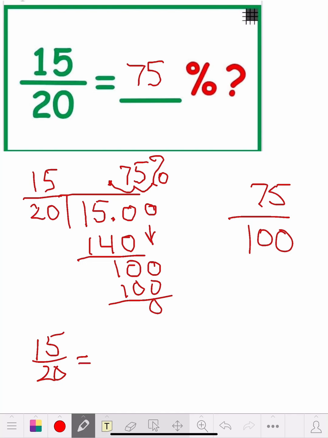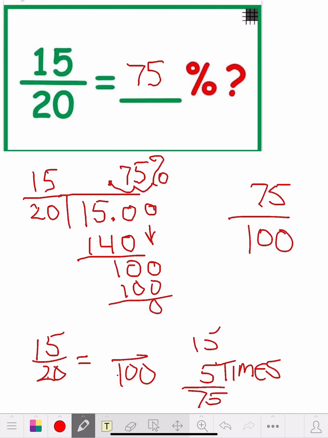equals how many hundreds? 20 goes into 100 how many times? 5 times. That's how many times it goes in. Now 5 times 15 equals 75. And that's it. 75 was your answer. So I didn't have to do the long division. I just had to know that 20 went into that.